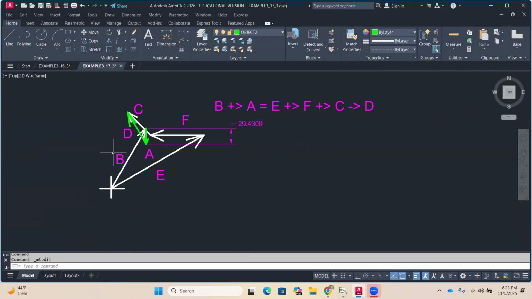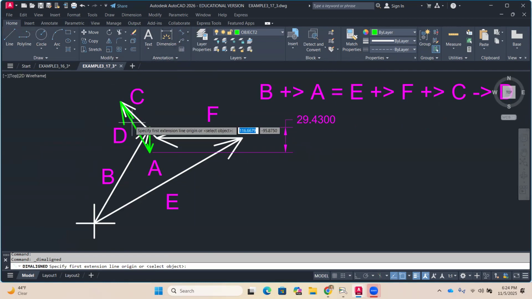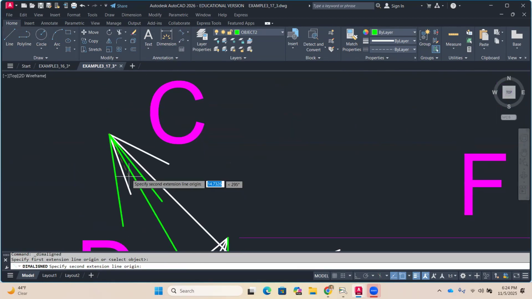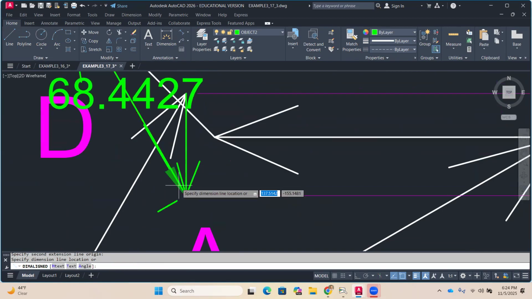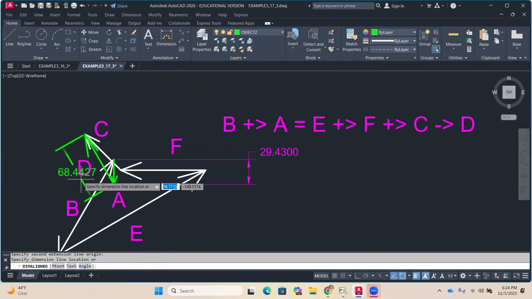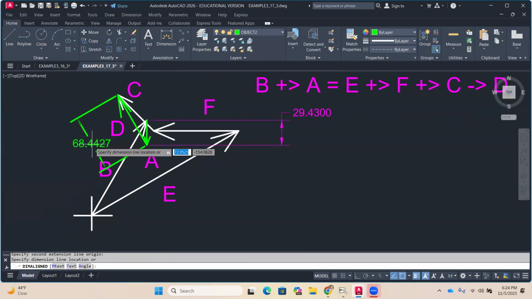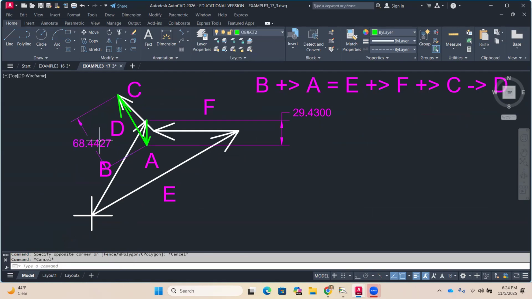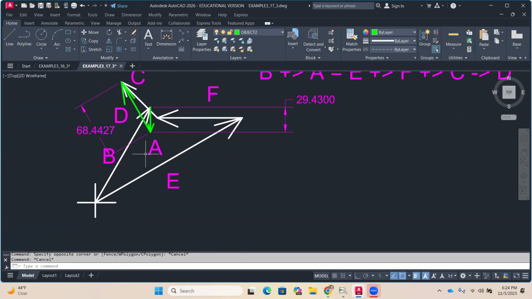Now let's do magnitude. So we're going to do an aligned dimension this time. And we got to go to endpoint. I hope, is it to the endpoint? Yeah, to endpoint. And you should get, oops, I want to put this on the notes layer. Okay. You should get 68.4.